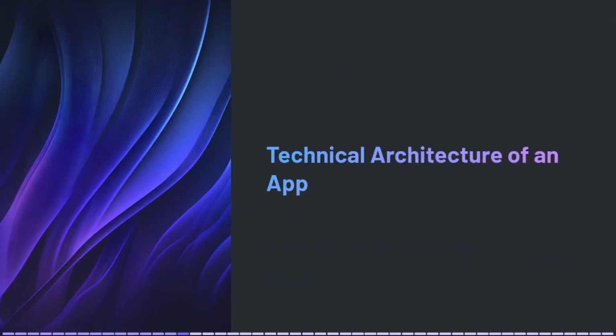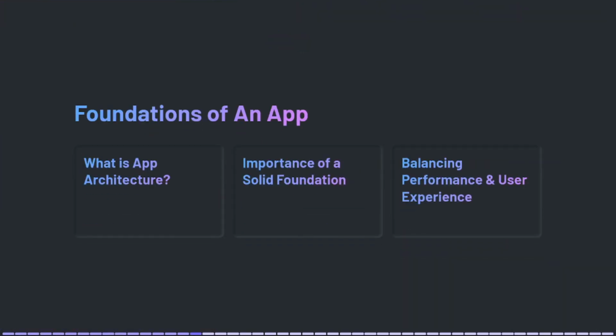Behind every seamless app experience is a robust architecture. Let's dissect the components that make an app tick. Foundations of an app. App architecture is the blueprint of your application. Much like the foundation of a building, a robust architecture ensures stability, performance, and an optimal user experience. It is the balance between technical excellence and user delight.